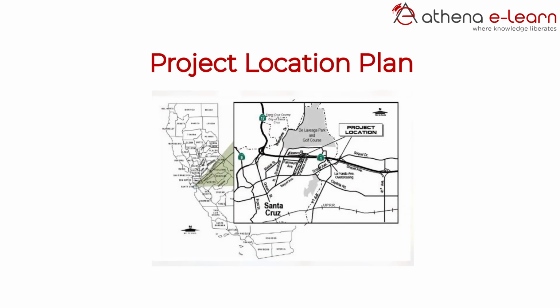Now there are 4 diagrams that are going to appear on the screen coming up soon. The first is the project location plan. As the word itself suggests, this is a diagrammatic representation of the location of the project that you are looking at. It gives its position in the context of certain key landmarks in and around that area.